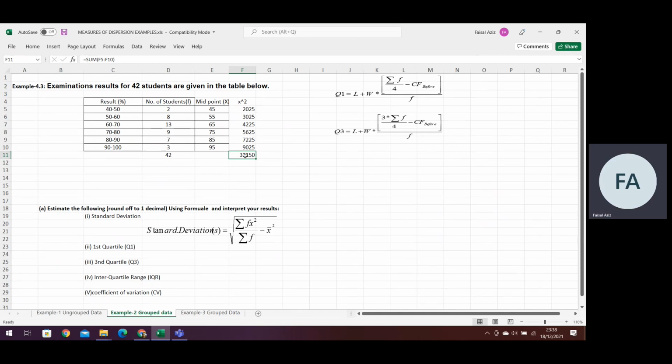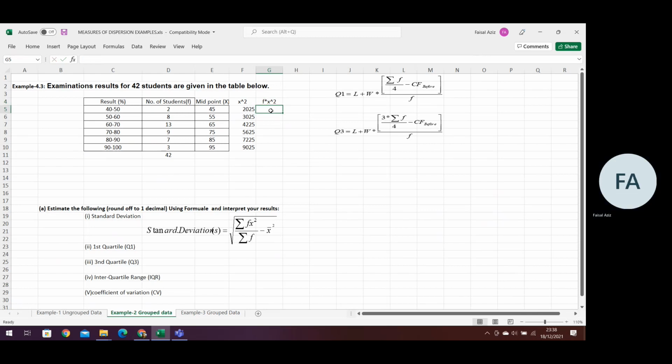x square, but we don't need actually summation x square. So let me remove it. There is no need. Yeah, what do we need? We need to multiply f with x square, and then we will have to take a sum. We'll have to calculate sum of fx square. So here what I'm going to do in the next column, I'm just going to write f multiply by x square, f into x square.